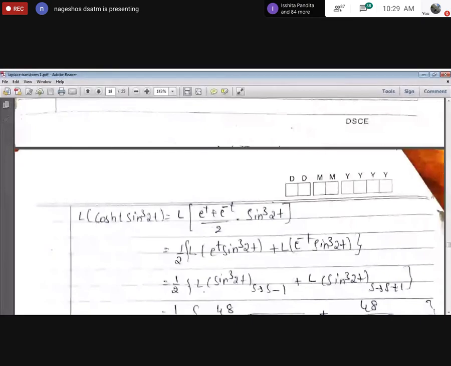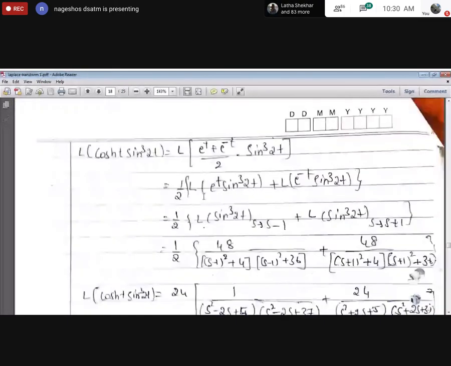Now what we have to do? Write this cos hyperbolic t as e power t plus e power minus t divided by 2. Then this will be as it is. Now multiply this sin cube 2t to each term: e power t into sin cube 2t plus e power minus t into sin cube 2t, with 1 by 2 outside.